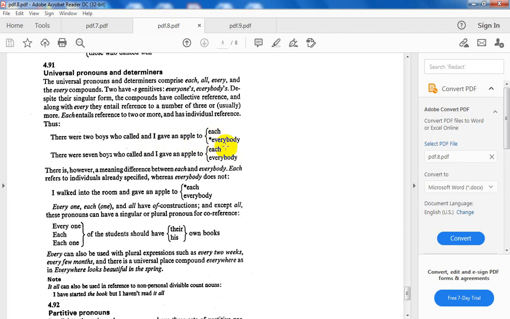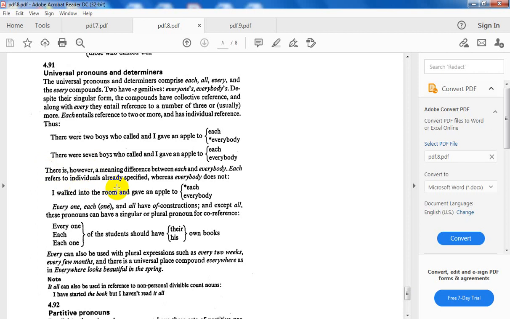Here we cannot use everybody, because I gave you two, so it is specified. Okay. There were 7 boys who called and I gave an apple to each. So you can say to each and to everybody, because boys is used for two and more.